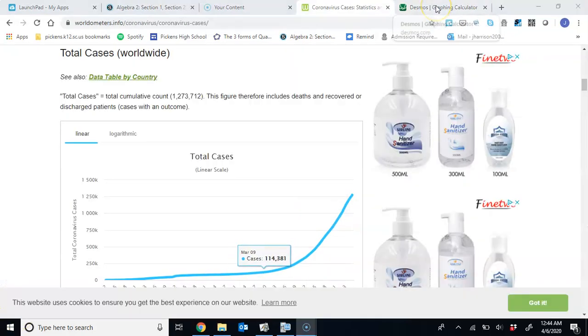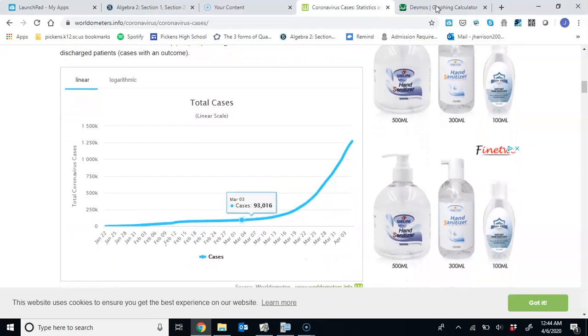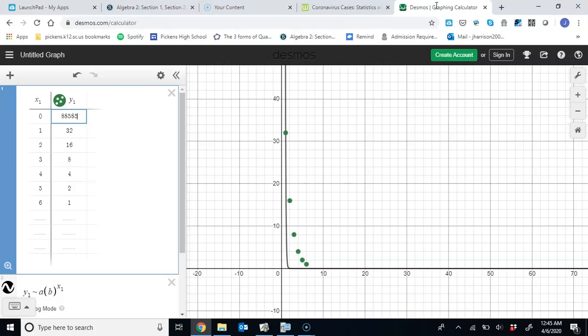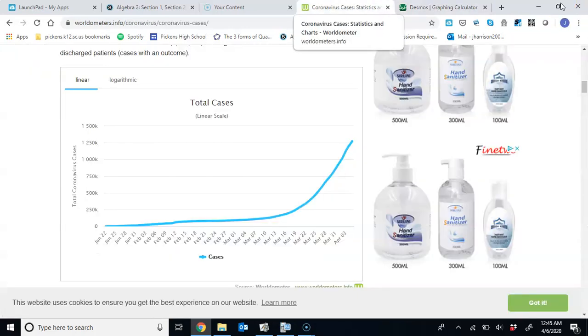All right, so we're going to take a look at using that same concept to find our equation for this coronavirus, the one that we've been seeing on the news over and over again. So I'm going to go back to March the 1st. We had 88,585 cases. That's going to be our beginning amount, way up here. Then we're going to look at 1 day later.